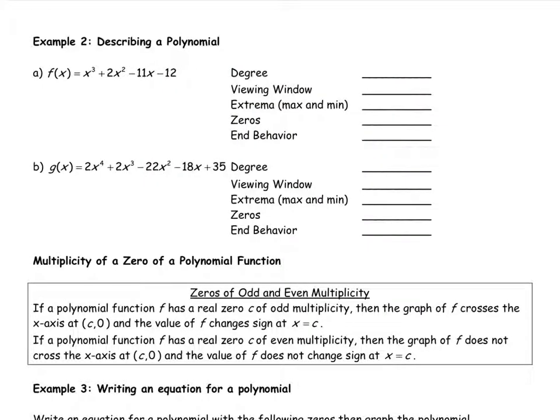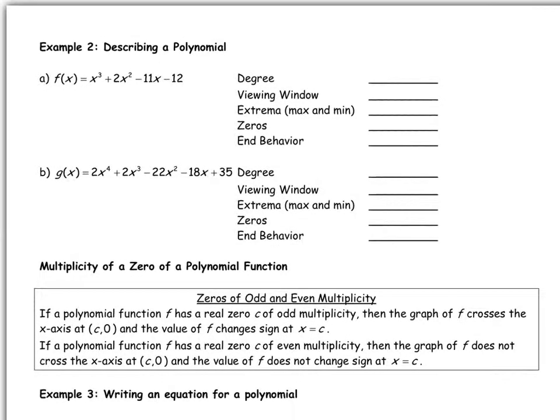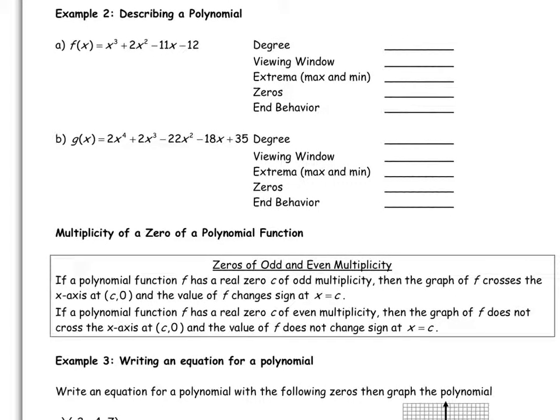This one, in letter B, this time it's to the 4th degree. The reason it's to the 4th degree is because my highest power is 4. The leading coefficient is 2, because 2 is greater than 0. It's positive, so a is greater than 0.